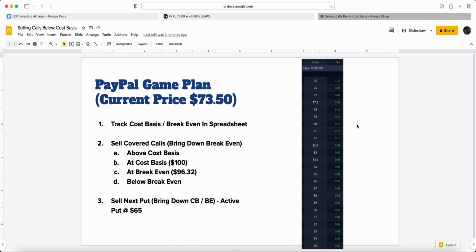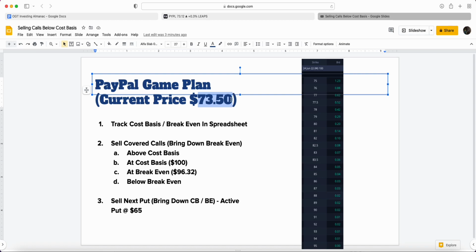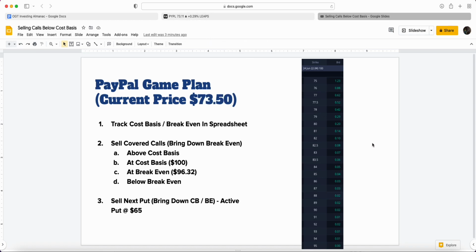I got assigned 100 shares on Friday at a cost basis of $100 per share. And as you can see, when I wrote this slide, we were at 73.50. It's dropped slightly. It's 73.12, as you can see through my TradingView tab.